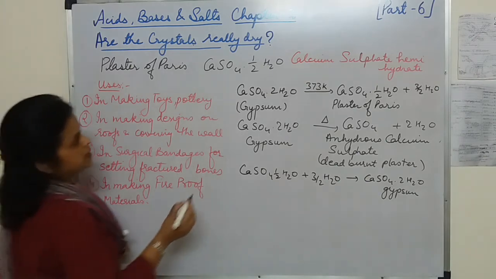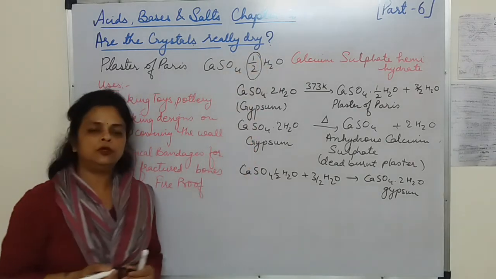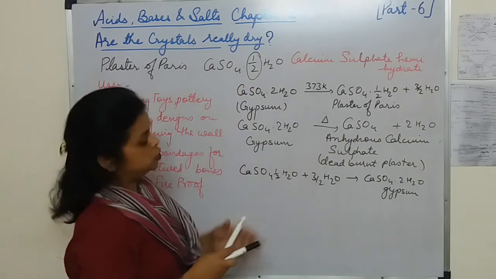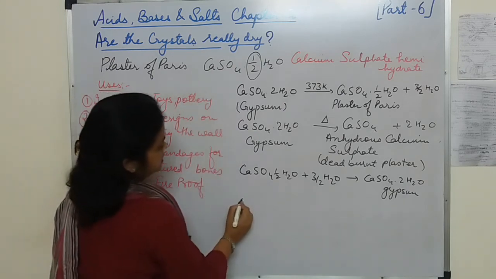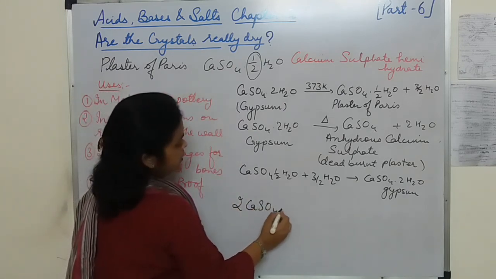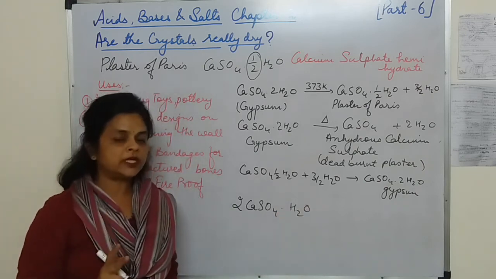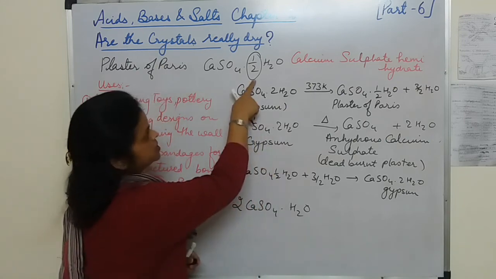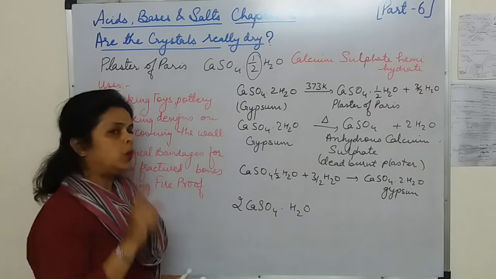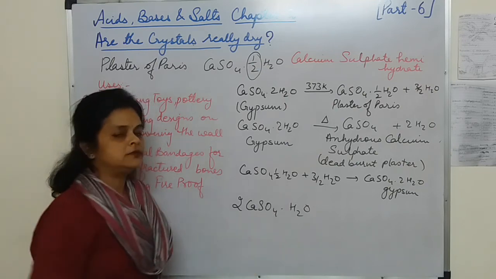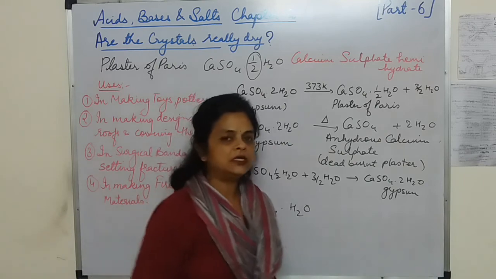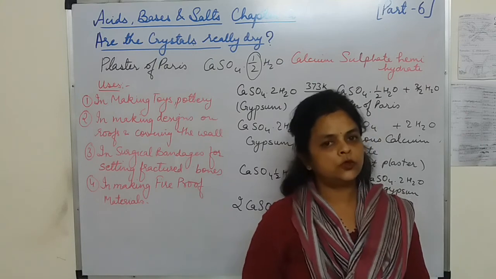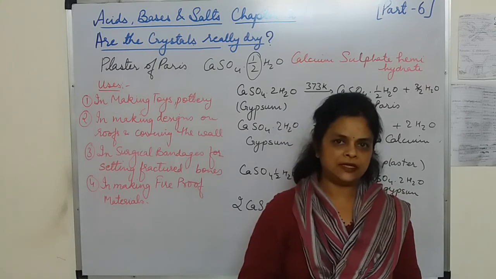So what we mean to say here, students, is what do you mean by half? A half molecule doesn't exist, but the actual formula for this plaster of Paris is 2CaSO4 dot H2O. That means two calcium sulfate units are sharing one water molecule. So the mystery of half is nothing but one water molecule shared by two calcium sulfate units. So here students, we have completed the second chapter, that is acids, bases and salts. Now just go through it and prepare it nicely. Thank you.